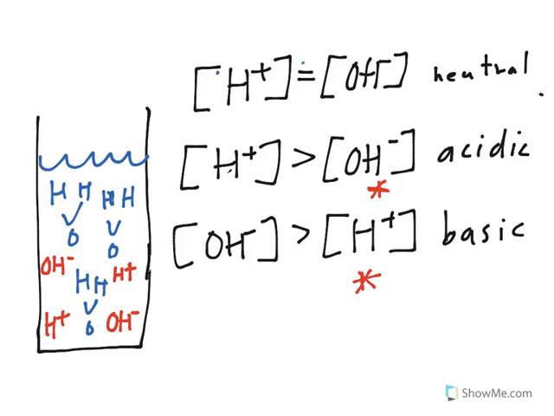Acids don't have H plus instead of OH minus. It's just that they have more H plus than OH minus. Acids do have OH minus, it's just that there's more of the H plus. Likewise, bases do have H plus in them. There are H plus ions in bases, it's just that there's more of the OH minus, which is also referred to as the hydroxide ion. But it's important to remember that bases do have H plus and acids do have OH minus.